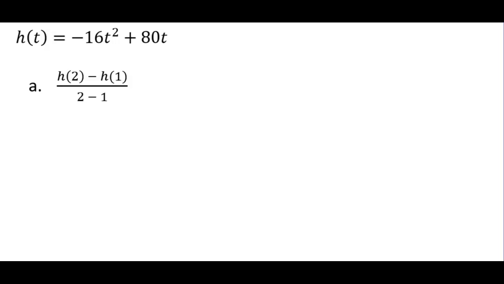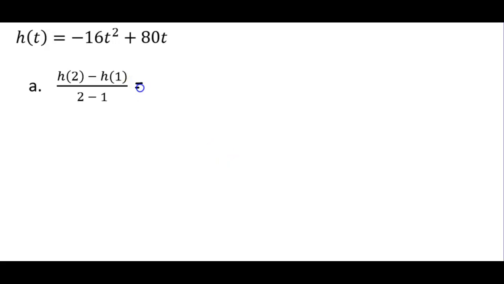Here we have a function that's given to us, h of t, so it's a function in terms of t. And then we have this part A here, this is a problem to do, and it's an expression. All we're trying to do is evaluate, simplify the expression. So we can figure out what h of 2 is.